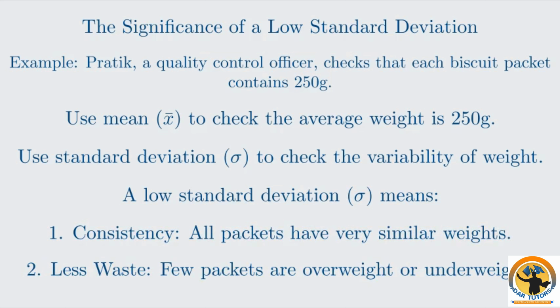If Pratik were to find a high standard deviation, it would indicate a problem in the manufacturing process. He might have a mean of 250 g, but with a standard deviation of, say, 10 g, meaning packets could range from 230 g to 270 g. This is undesirable. So, a low standard deviation is a direct indicator of quality, consistency, and a well-controlled process.